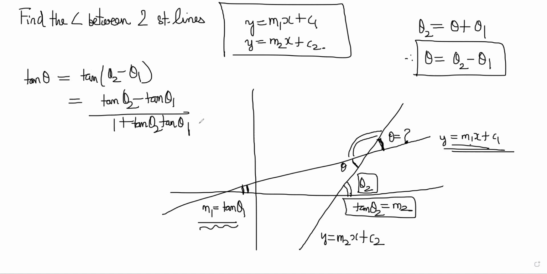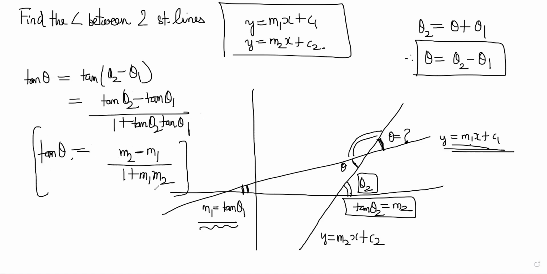So we can now write this as, tan theta 2 is m2, so tan theta is m2 minus m1 by 1 plus m1 m2, right? So this is your formula that gives you the angle between two straight lines in terms of their slopes. Wait, so for the tan of theta 2 minus theta 1, right?